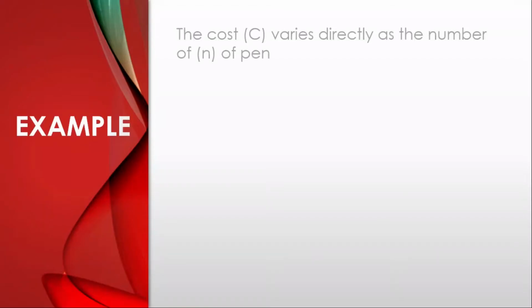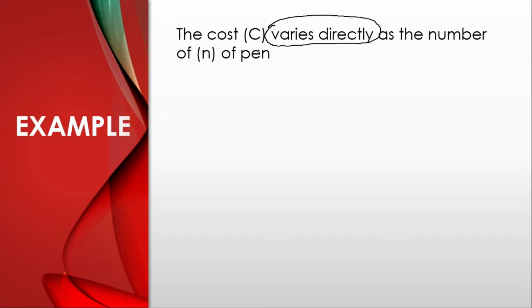Okay, bigay tayo ng example. The cost, or the c, varies directly as the number of pens. Yung c natin yung variable for the cost and n naman yung variable for the number of pens. So class, to write this in a variation statement, tingnan nyo to. Itong varies directly. Since yan ay varies directly, yan ay direct variation. So this statement is a direct variation.